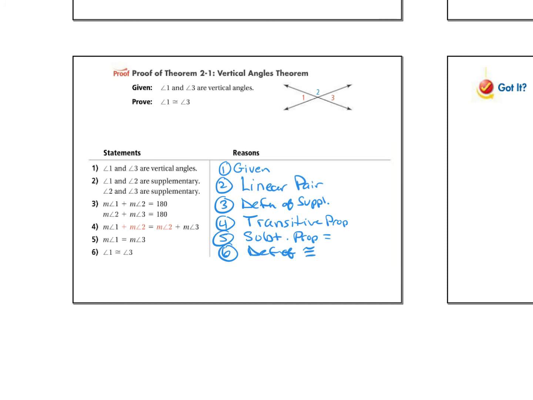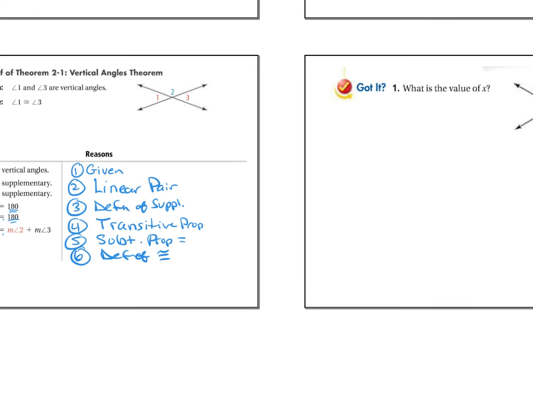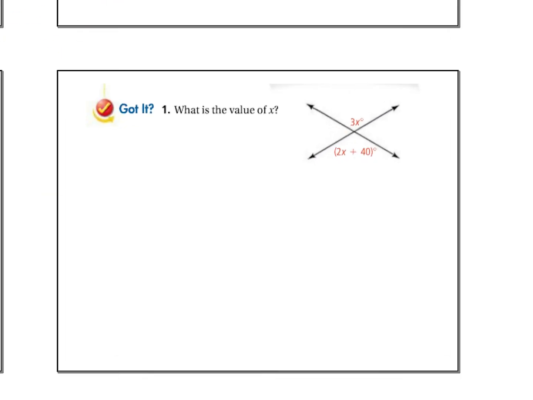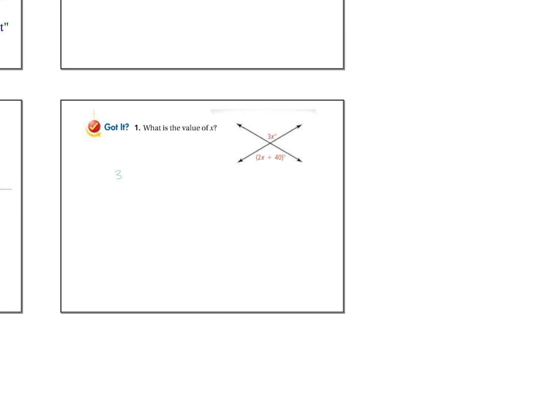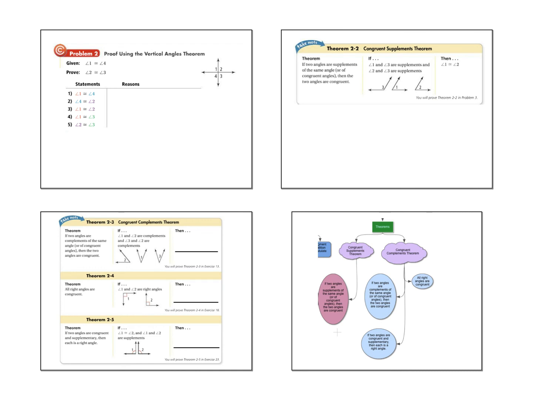Yes? Ooh, good question. For number 4, so yes, transitive would be the better idea here. This one, sorry, it's too easy. Go ahead and solve. What do you get? Yeah, because you get 3x equals 2x plus 40. Subtract 2x, and you get x is 40. Too easy. Let's go over here.